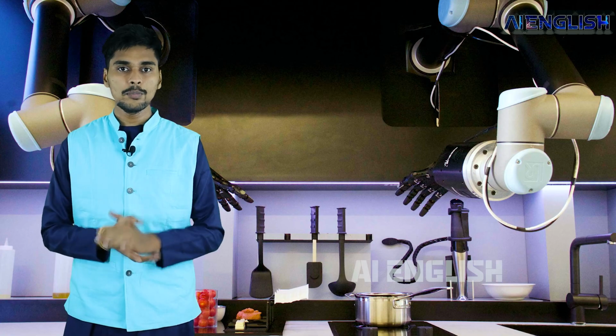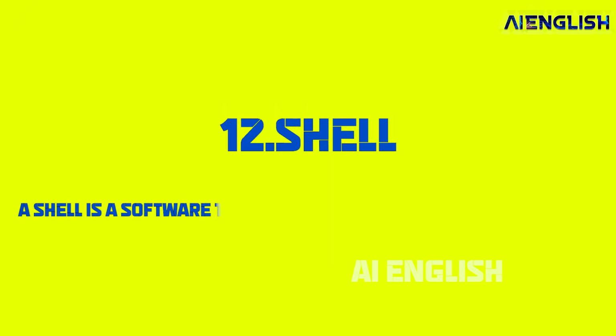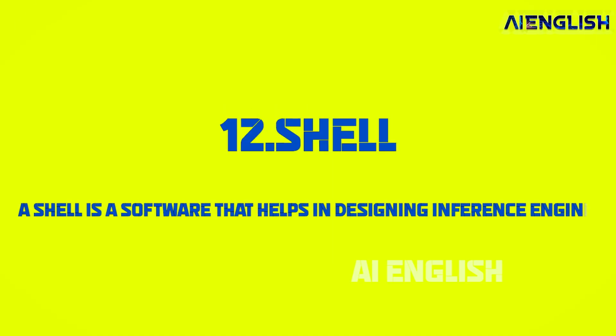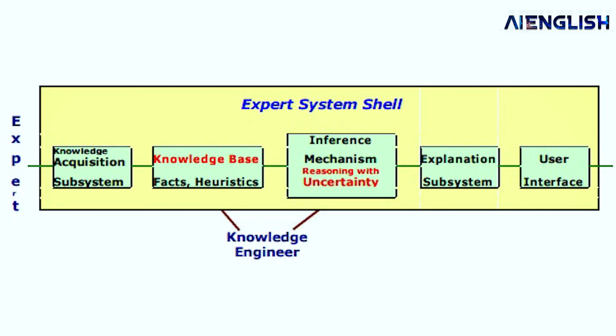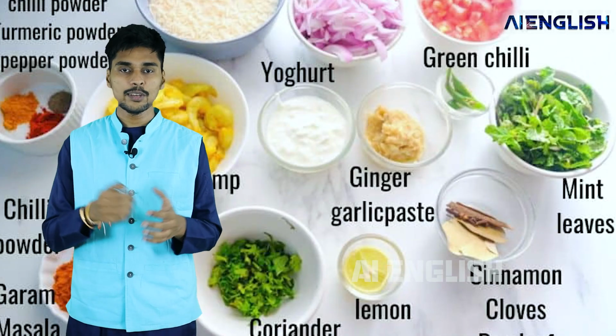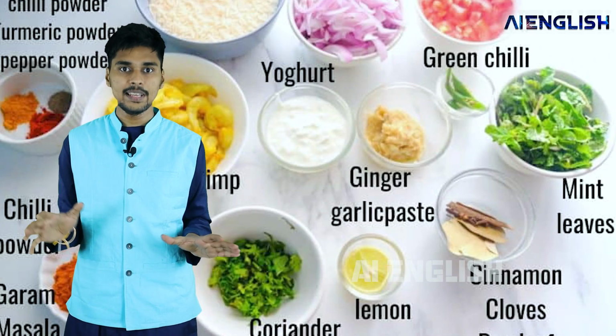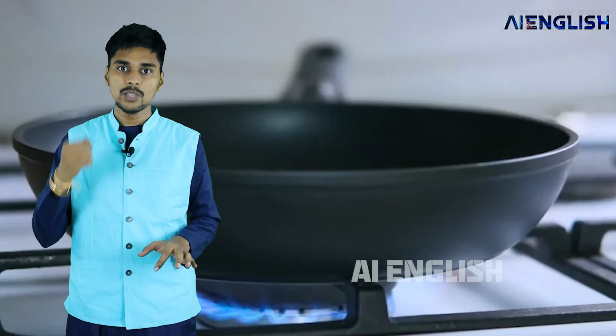And now the 12th terminology is shell. A shell is a software that helps in designing the inference engine, knowledge base and user interface of an expert system. So here shell is a kind of software, which means in an artificial intelligence system, it will contain all the details. For example, the knowledge base is here. You will also get the logical information, the equations, everything is under this shell. This software is a final step which will process the data and give the solution. Just like in our chicken biryani example, all the ingredients are ready. Now everything is perfect, you can proceed for cooking.